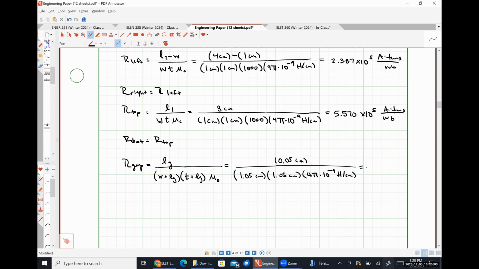And so what I find here is that I get 3.609 times 10 to the 6 amp turns per Weber. Fantastic question. That is something that I was actually going to point out here in a moment, but that's a great question. Okay. So, Caitlin, right? Yeah. So Caitlin asked, why is the reluctance of the gap larger? It's pretty significantly larger.